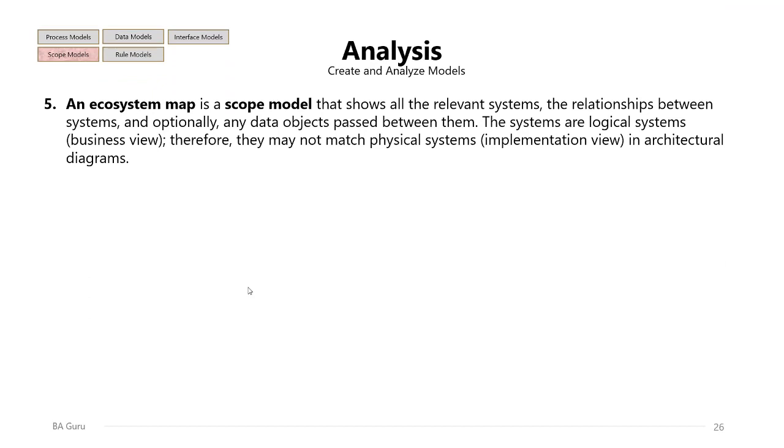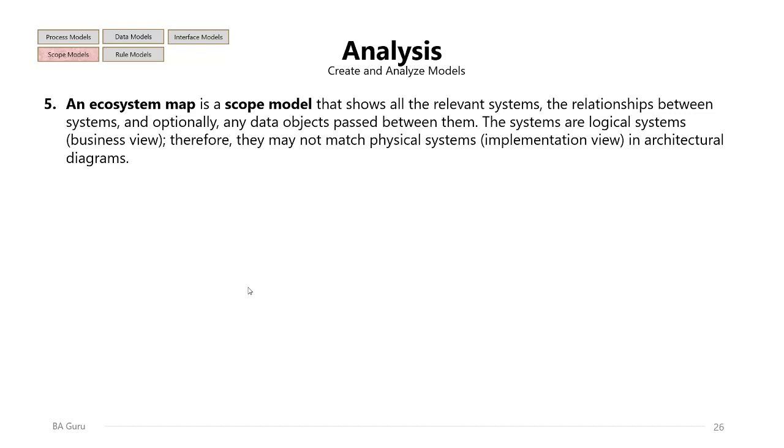It is defined as a scope model that shows all the relevant systems, the relationships between systems, and optionally any data objects passed between them. This model is very important for the PMI PBA exam. Expect like 2 or 3 questions about only the ecosystem map and another 2 or 3 questions about the context diagrams.